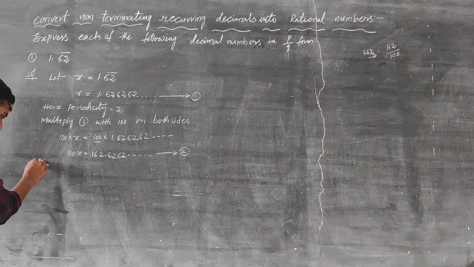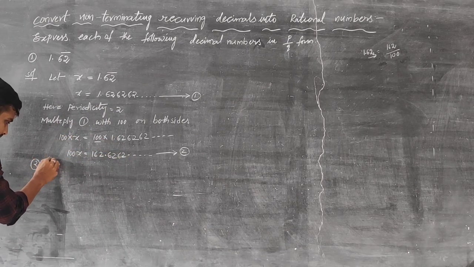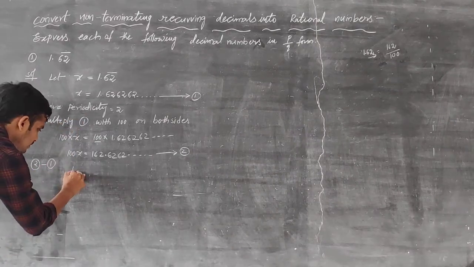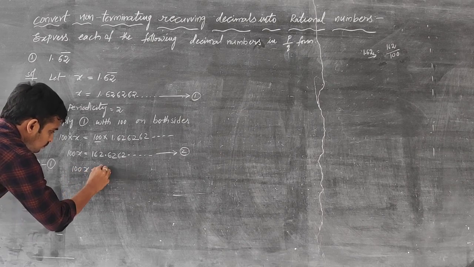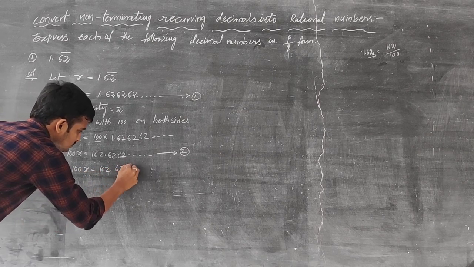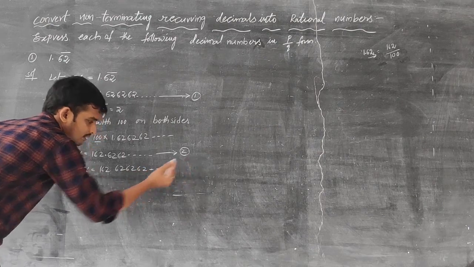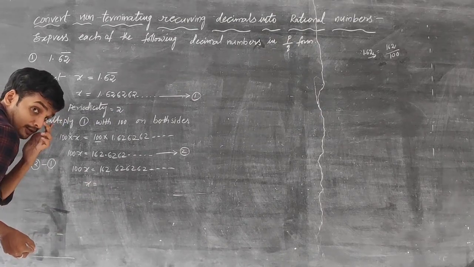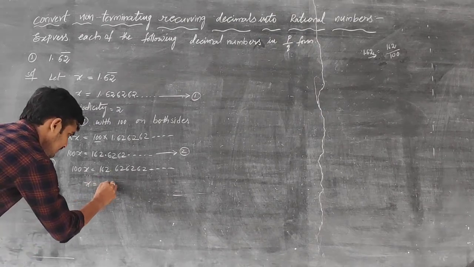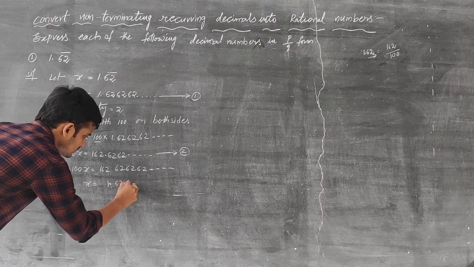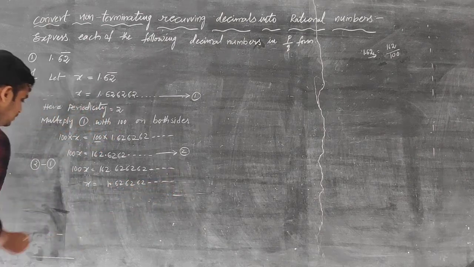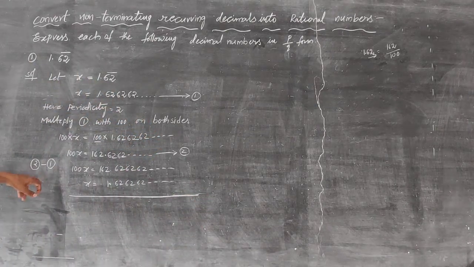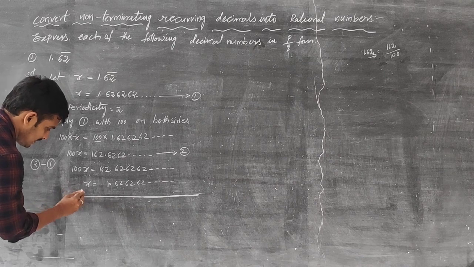Now we are doing equation 2 minus equation 1. What is equation 2? 100x is equal to 162.626262 and so on. What is the first equation? x is equal to 1.626262 and so on, as you see on the board. Now we have to subtract these two equations, equation 2 minus equation 1. So we are doing minus.